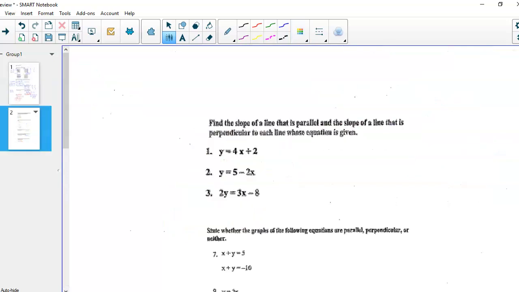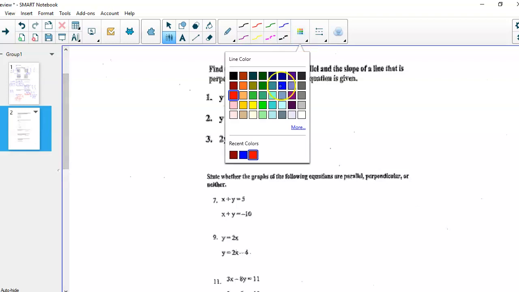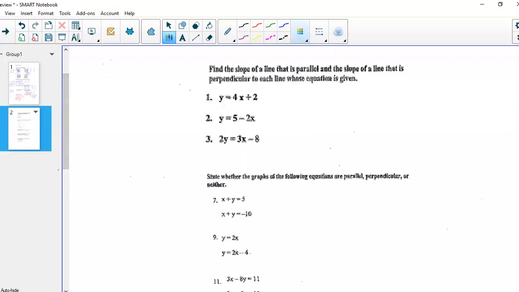And then you have an objective on writing equations of lines that are parallel and perpendicular. So for this entire section, I need you to read very carefully. Be very, very careful that you're reading. Don't assume that something is going to be parallel because the last one was parallel. Don't assume that something's going to be perpendicular because the last one was perpendicular. Read.